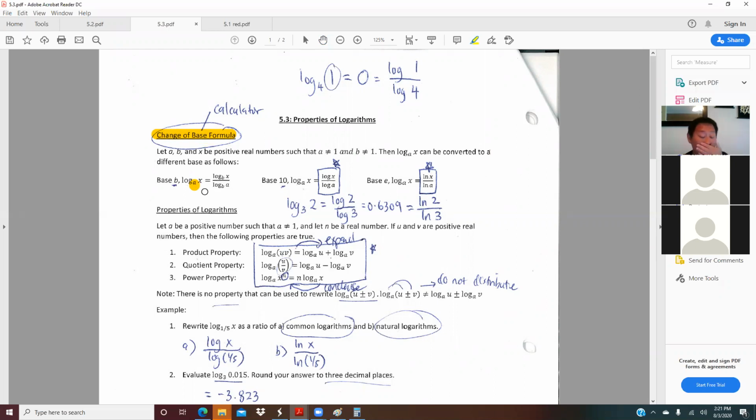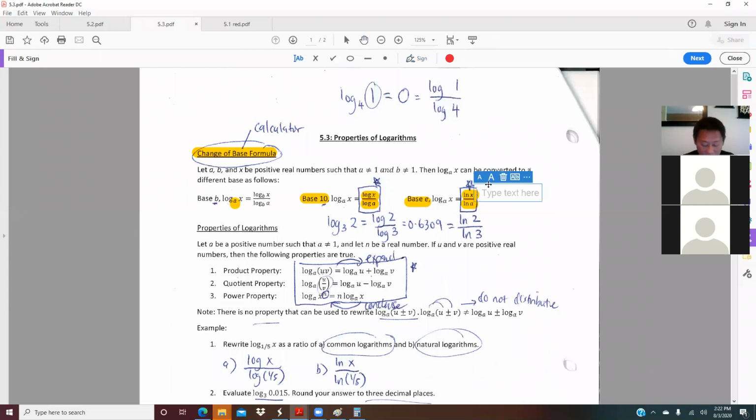So if you look at your calculator, you have log or ln. So you can change it to base 10, or you can change it to base e. If you want to change to base 10, log base a of x is the same thing as log x over log a. So the argument goes to the top, the base goes to the bottom. You can also change it to ln x over ln a. This is called the natural log, the ln.